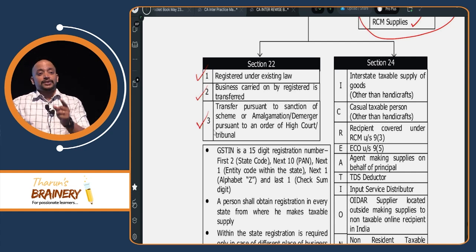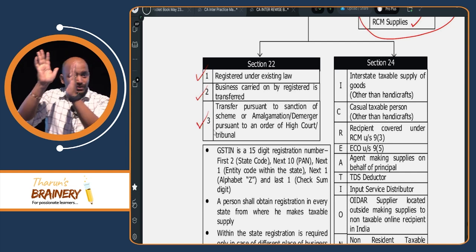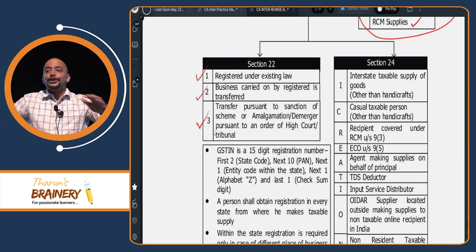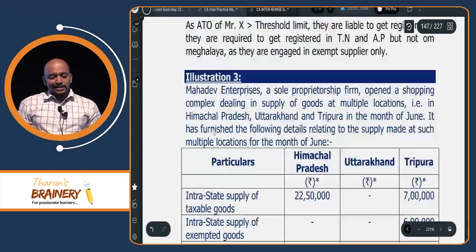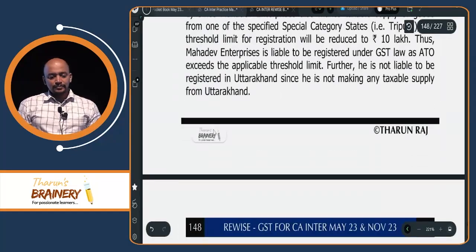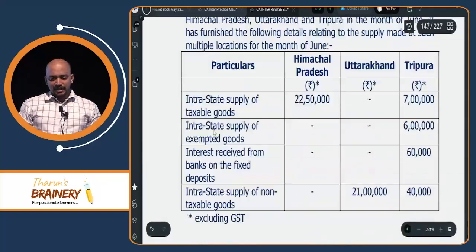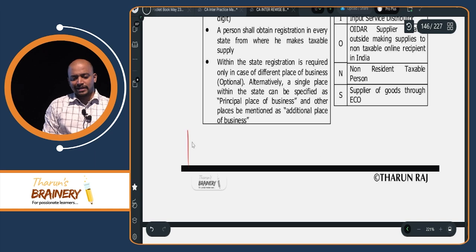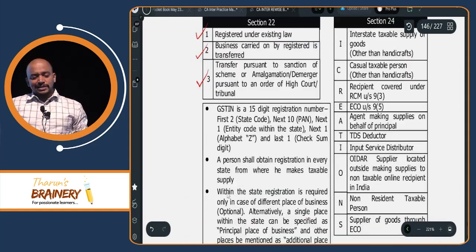But in case of section 24, once you are compulsorily required to get registered because of section 24, even though your aggregate turnover falls below threshold limit, you cannot make application for cancellation of registration. Is it clear? So that point, somewhere you make note. Somewhere you write down, maybe this space is sufficient. Here also you can write. So what is it you need to write?